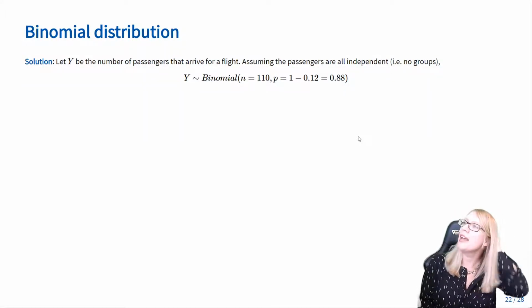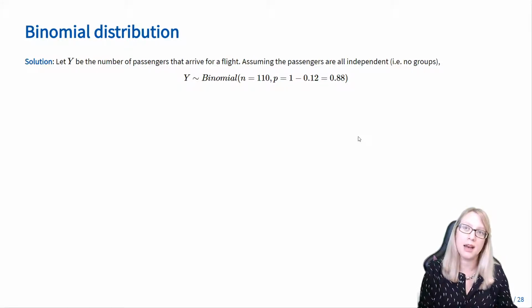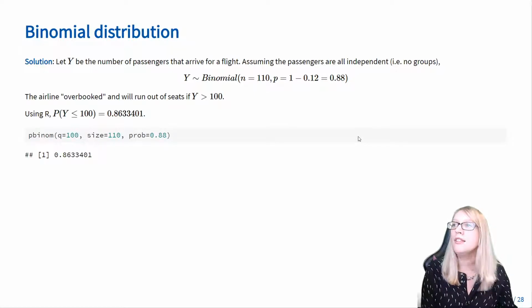So we're going to let Y be the number of passengers that arrive for a flight, assuming that the passengers are all independent. This might be a big assumption, but we'll go with it. There's no groups. They're all single travelers, unrelated. Then Y is distributed binomial with n equal to 110, and p, the probability that a passenger will show up for the flight, 0.88.